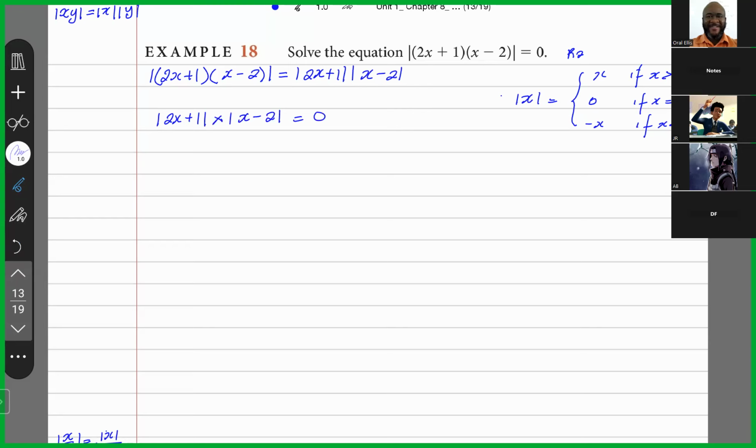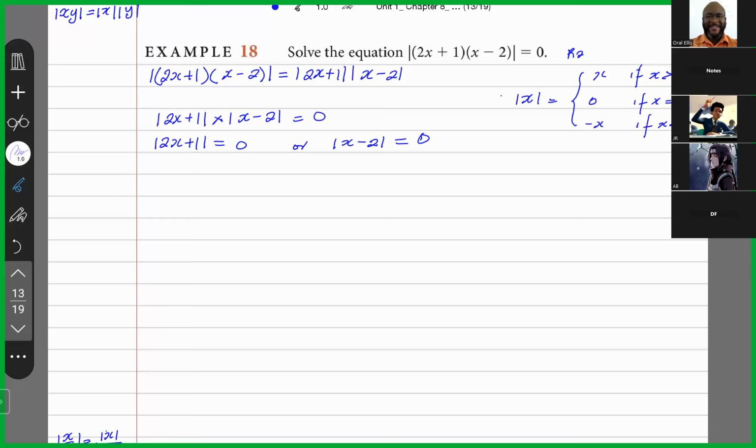What does this mean? Now, looking at the definition, here we're multiplying two things and we're getting 0. If you're multiplying two things and you're getting 0, then it's the first thing that is equal to 0, or the second number that is equal to 0. So we use results 2 to separate the mod of 2x plus 1 multiplied by x minus 2 into the mod of 2x plus 1 multiplied by the mod of x minus 2.